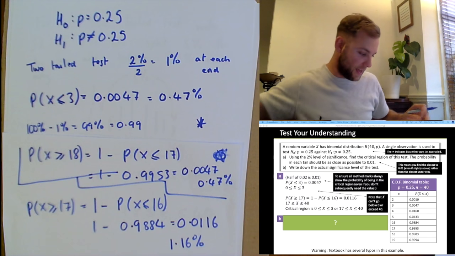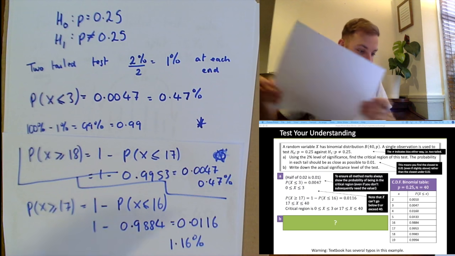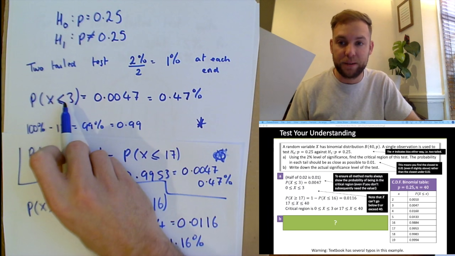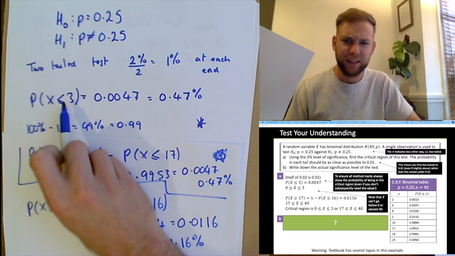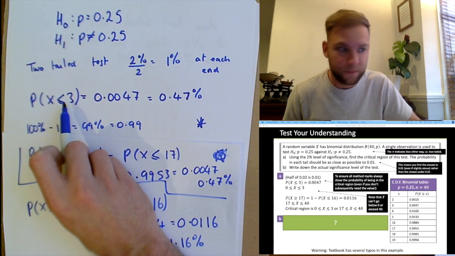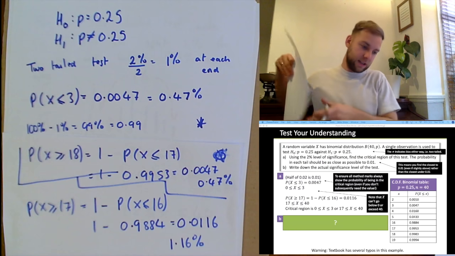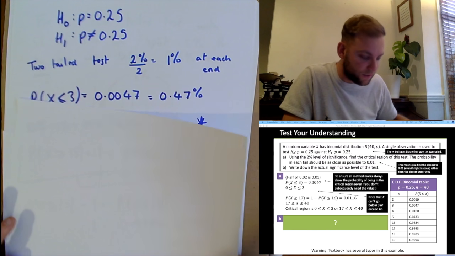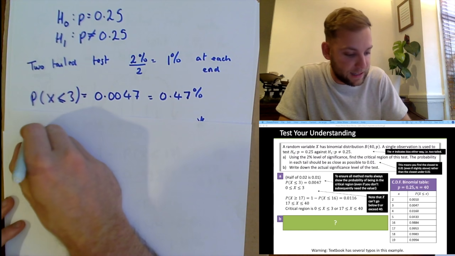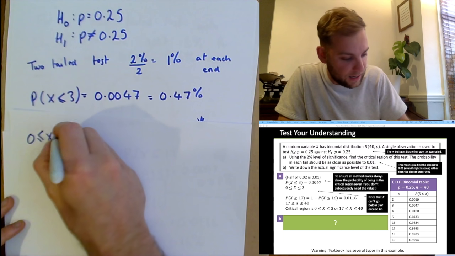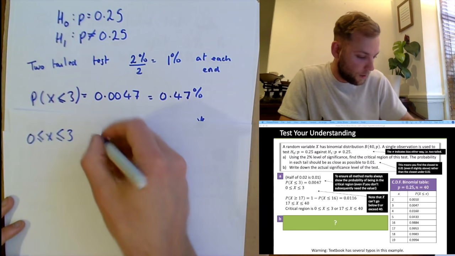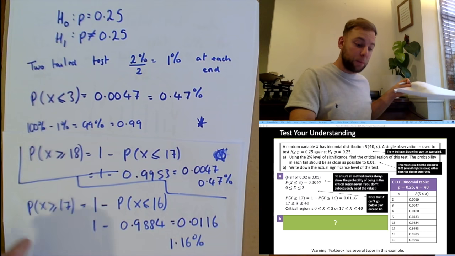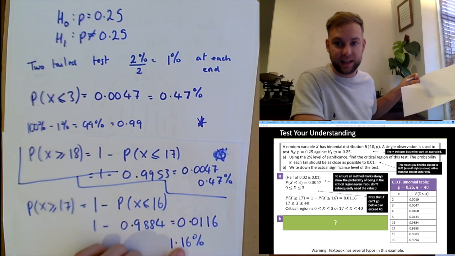So our first part here now says, what is actually our critical region? Well, our critical region is everything which is less than 3. Less than 3, which is between 0 and 3. So our critical region is 0 is less than or equal to x, is less than or equal to 3, or anything which is above 17, and it's above 17 because it's closest to 1%, okay?